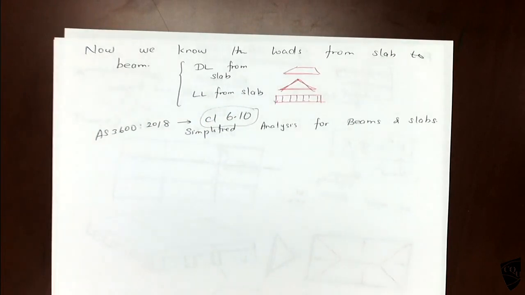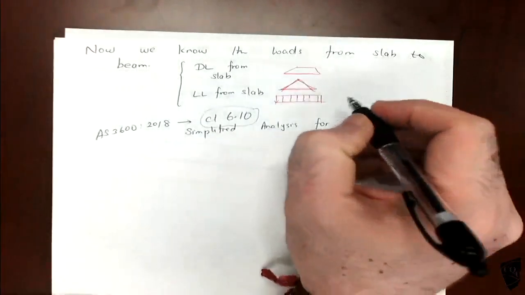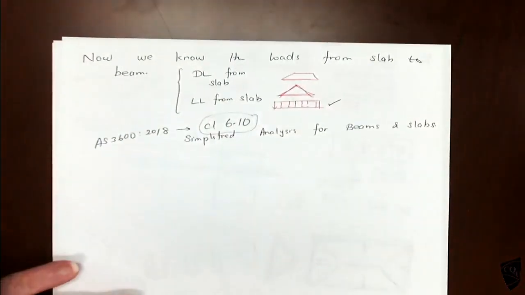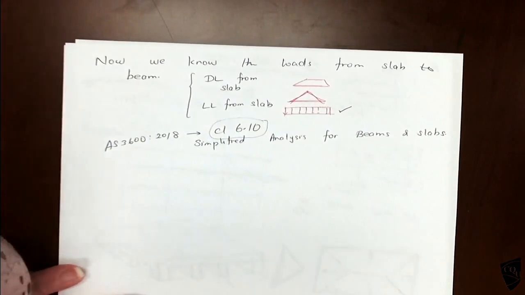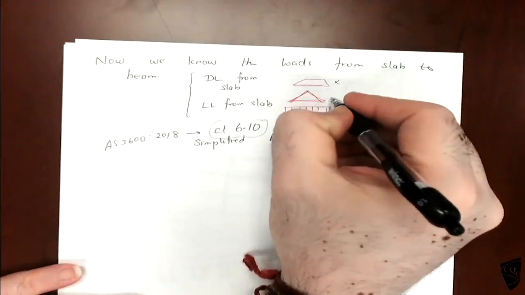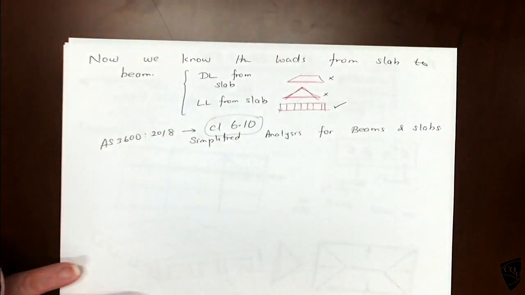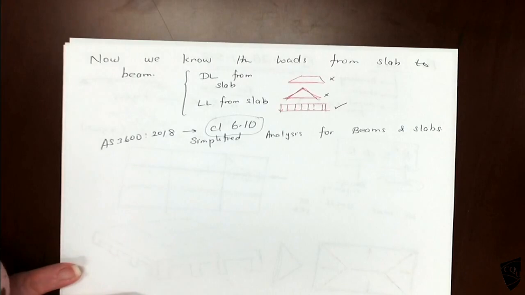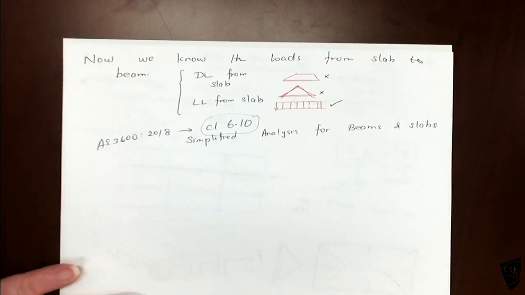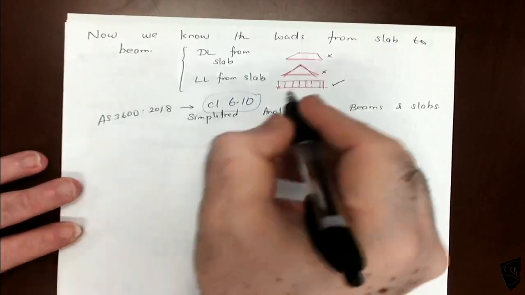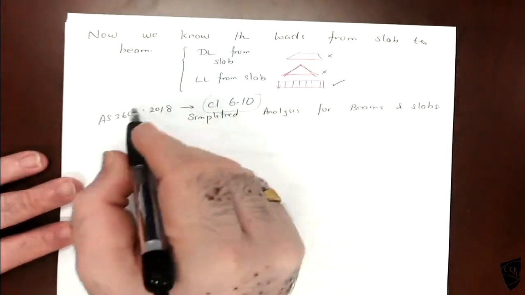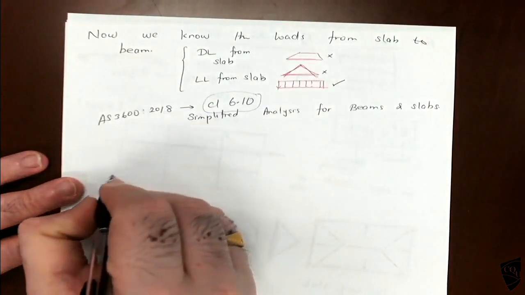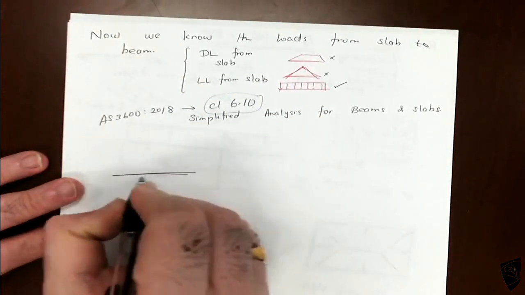So if I want to use clause 6.10, I need the uniformly distributed load. This is okay because that is uniformly distributed, but these two are not okay because those are not uniform. So one is triangle distribution, other one is trapezoidal. So I need to get a uniform distribution. So what they do is, before we go into the 6.10 section, we look at the trapezoidal distributions.